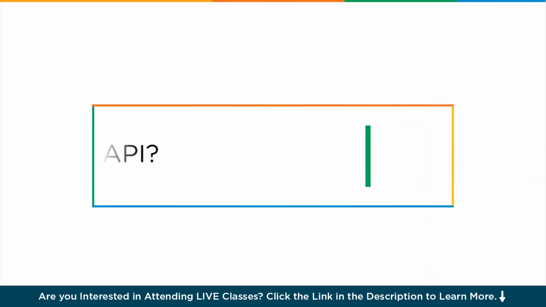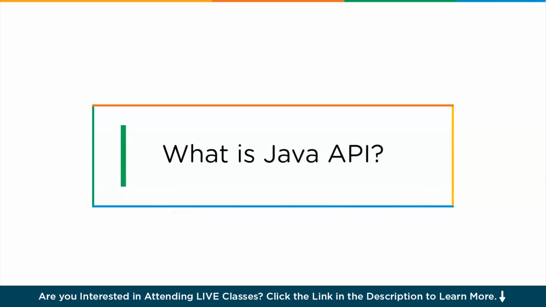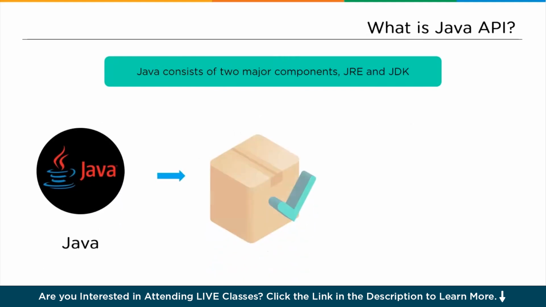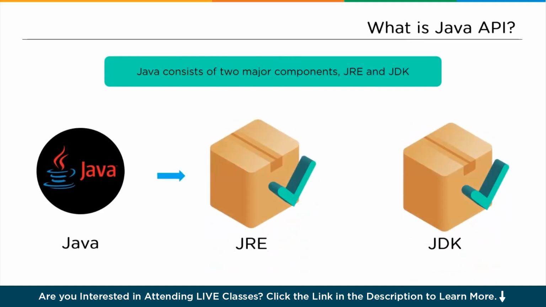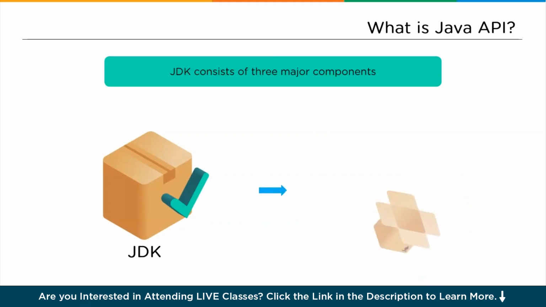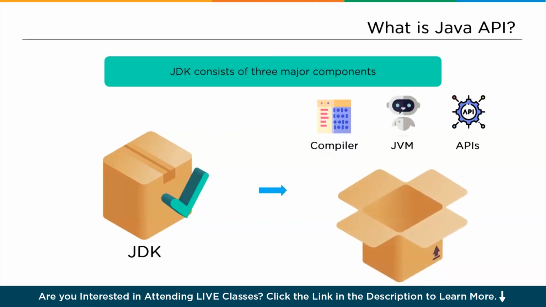So before we begin with what exactly is a Java API, we will understand what Java is. So basically, Java consists of two major components, that are Java Runtime Environment and Java Development Kit. When we get into Java's API, we might want to dig a little deeper into Java's Development Kit. So JDK consists of three more major components: Java's compiler, Java Virtual Machine, and APIs. Now we will learn each one of them in a bit more detailed way.